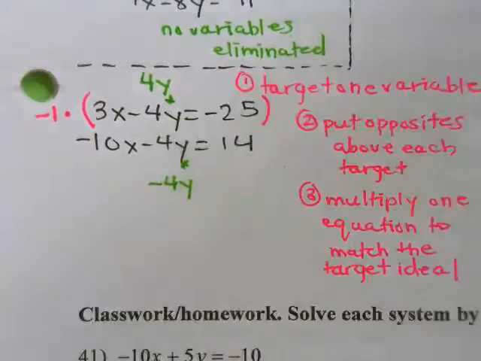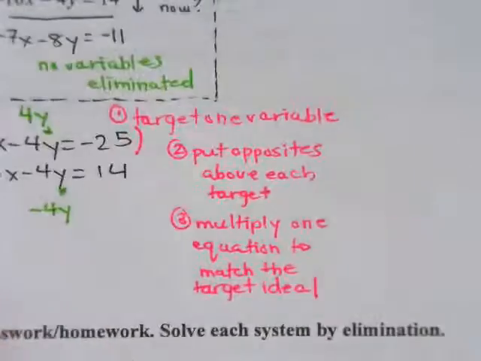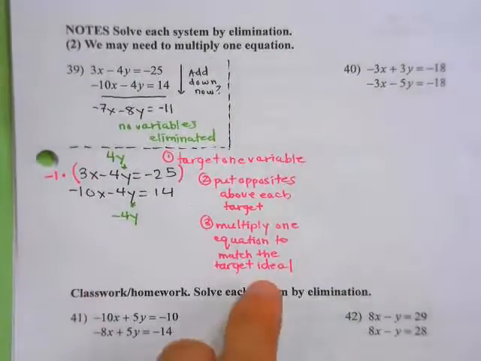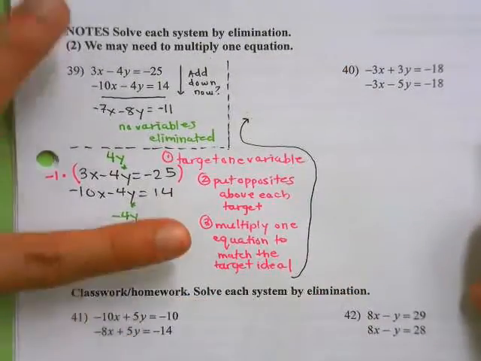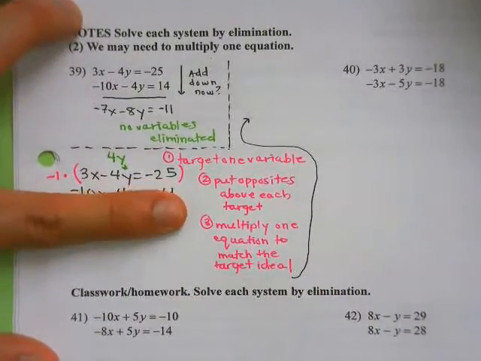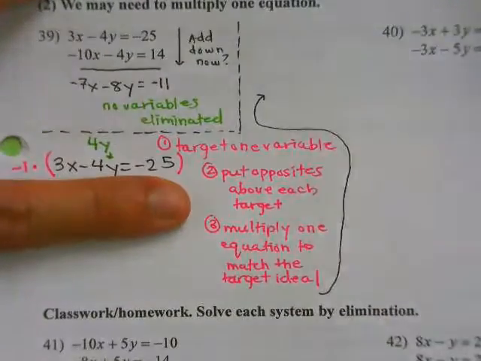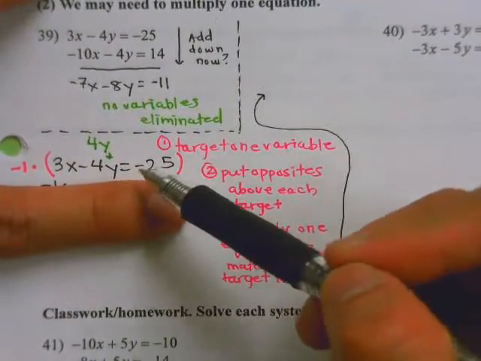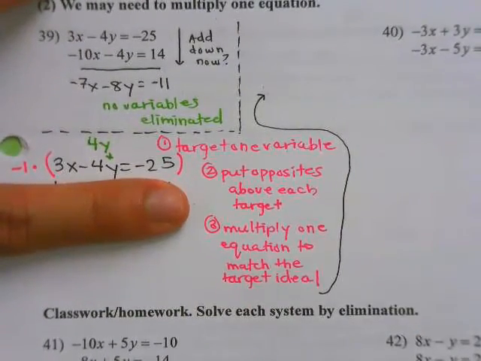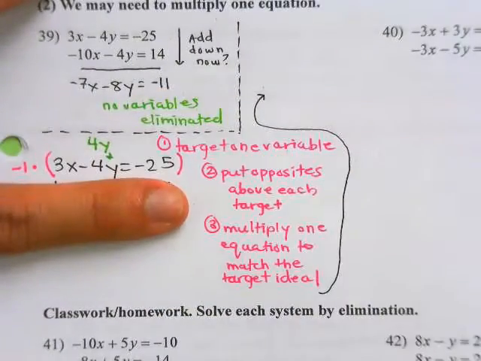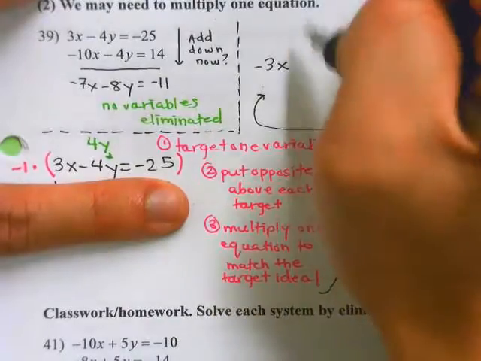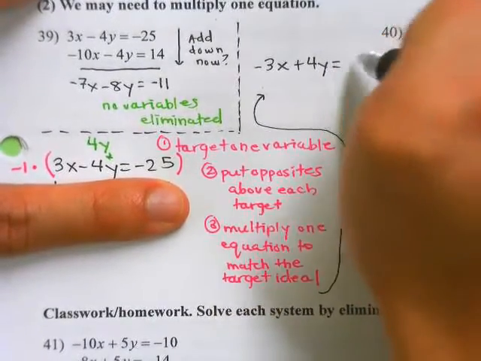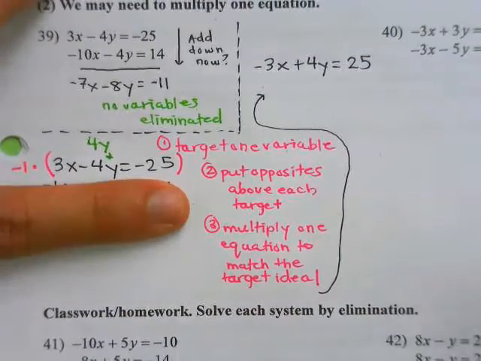Okay. All right. Now, let's go ahead and change that first equation. I don't have room here, so let's just put this here. So on the first equation, we told ourselves, in order to match the target ideal, we need to multiply everything by -1. What you really do is you just change the signs. So instead of +3x, you get -3x. Tell me what to write. -3x plus 4y equals +25. Okay, so when you multiply by -1, you just change all the signs.